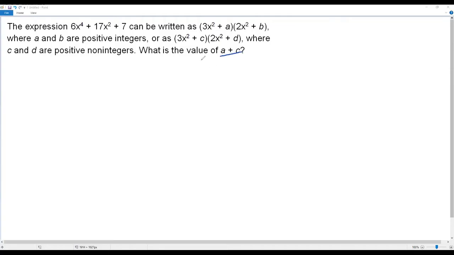Okay, using the given information, we have to find the values of the constants a and c, and then we have to add them. Okay, first let me take the given expression as it is. It is 6x^4 + 17x^2 + 7.